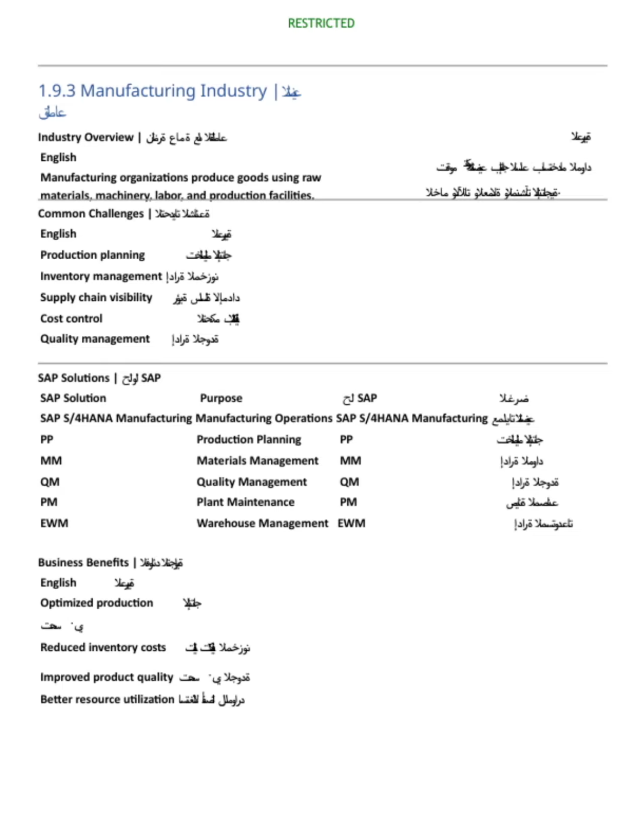Let's take a look at the business benefits that come with optimized production. When we streamline processes, we reduce inventory costs and improve product quality. This means better use of resources and more efficient production planning. Managing materials, quality, plant maintenance, and warehouse operations all play a role. SAP solutions like S/4HANA manufacturing help tie these elements together, giving us supply chain visibility, cost control, and stronger inventory management. These tools address common challenges in the manufacturing industry, making operations smoother and more reliable.